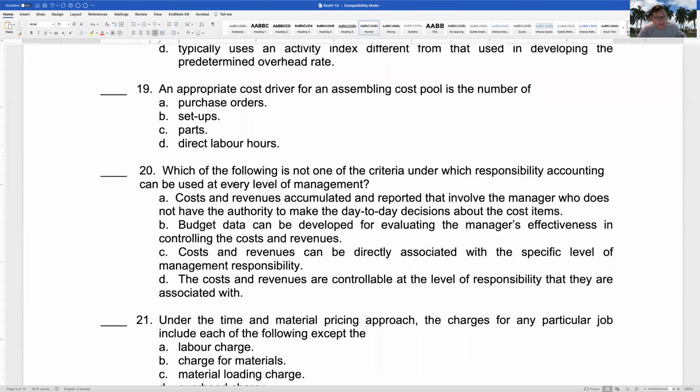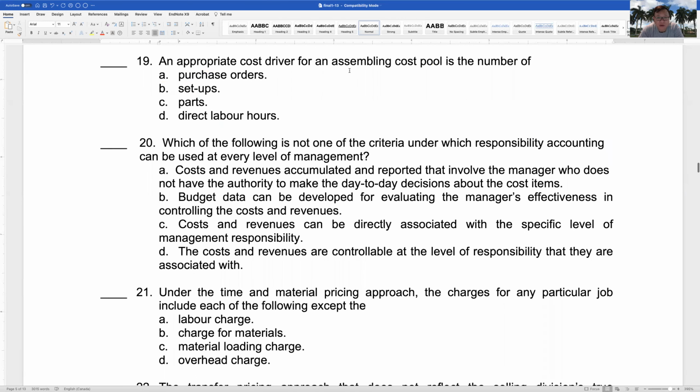Okay, so number 19. An appropriate cost driver for an assembling cost pool is the number of... so we are talking about assembling cost, where the workers assemble the things. What's the cost driver? A, purchase orders. This is for the purchasing department, right? Setups, this is for the machine cost. Direct labor hours. And the parts. So assembling cost.